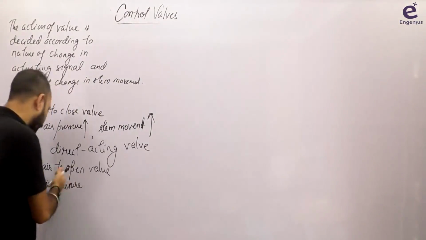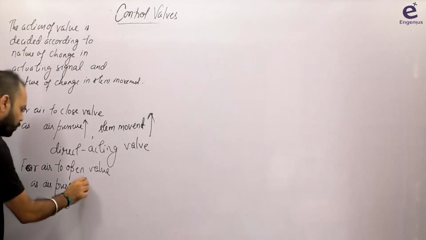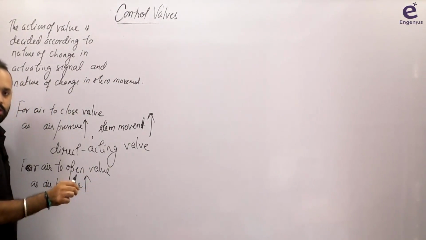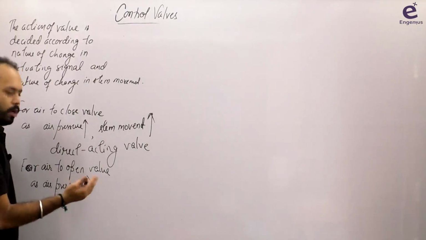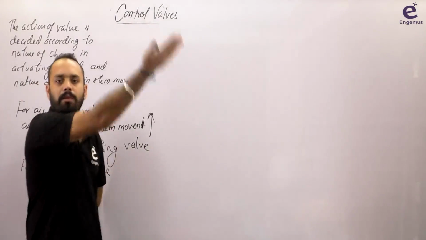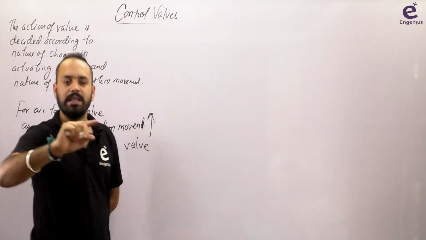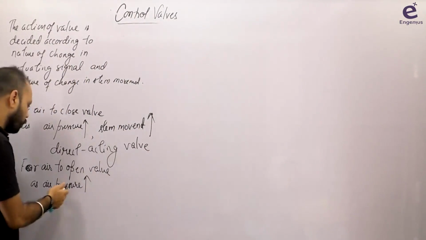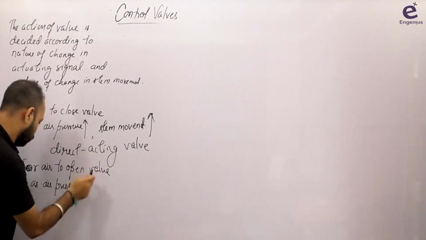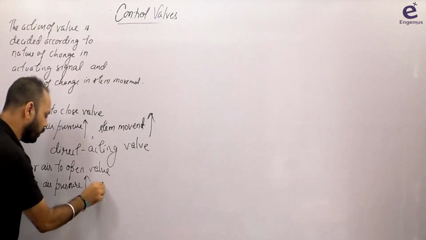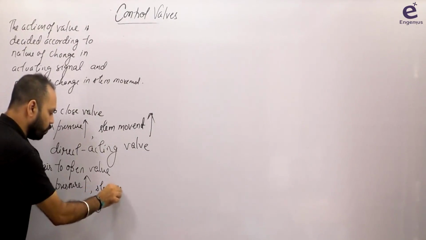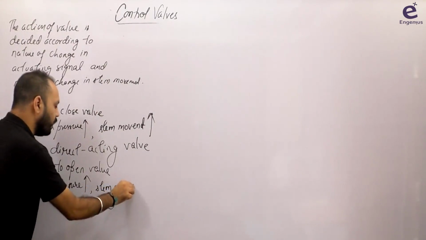So for air to open valve, as the air pressure increases, what happens? In case of air to open, as the air pressure increases, the stem moves upwards, and upward direction we consider decrease in the stem movement. Air pressure increases, stem movement decreases.